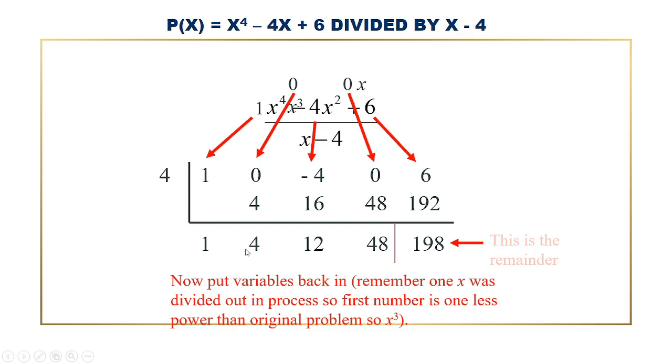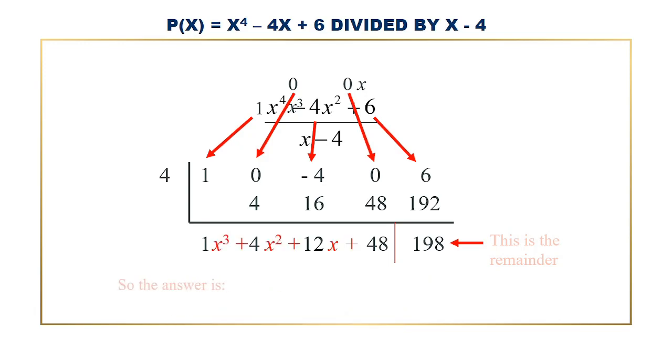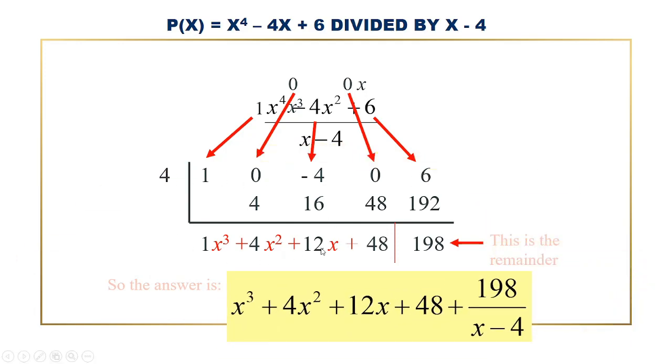Now put the variables back. X to the 4th is the highest exponent, so less 1 power becomes x cubed. So we have x cubed plus x squared plus 12x plus 40. Final answer, x cubed plus 4x squared plus 12x plus 48 plus 198 over x minus 4. So you see which one is easier, the long method or the synthetic division method.